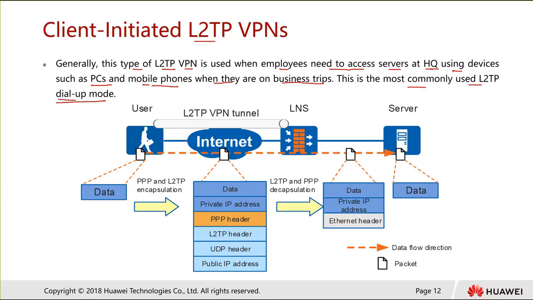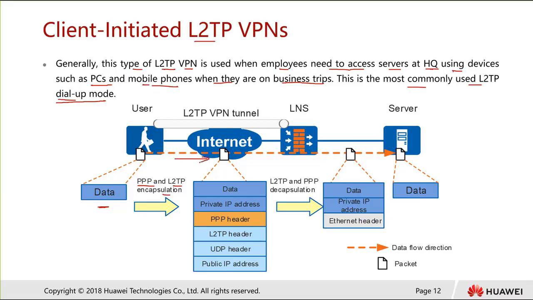Here's the example. On the left-hand side we have the user, and the user wanted to send some data. So this is the data. After that, the data would be encapsulated with the PPP header. And on top of that, it will be encapsulated with the L2TP encapsulation header. So there are two headers being encapsulated.